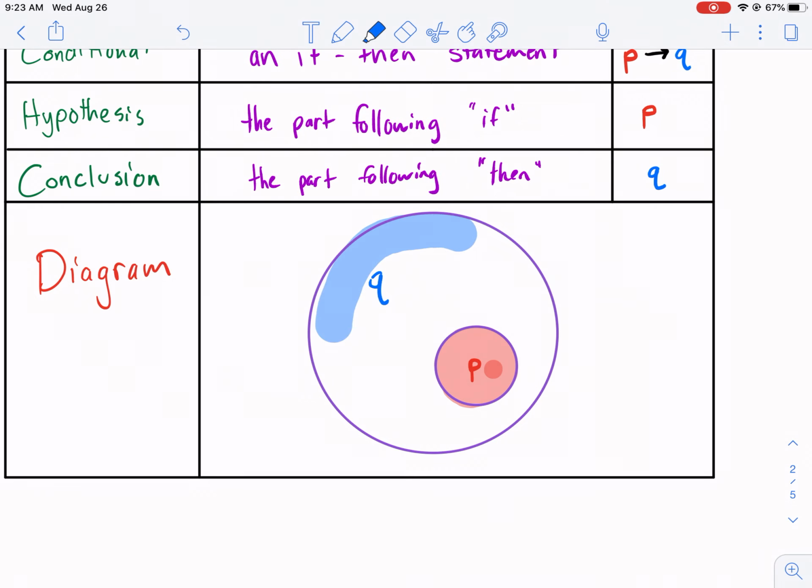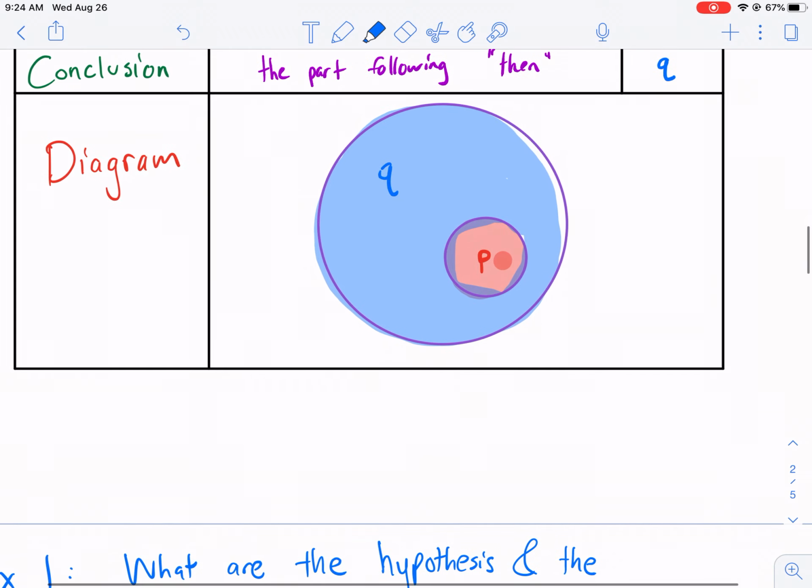This is going to be rough. You can do it a little bit nicer on yours. Take your time. I'm just going to make mine quickly. So P is a part of a bigger Q. And we're going to give this some context. I'm just going to erase that. That's fine. That's close enough.